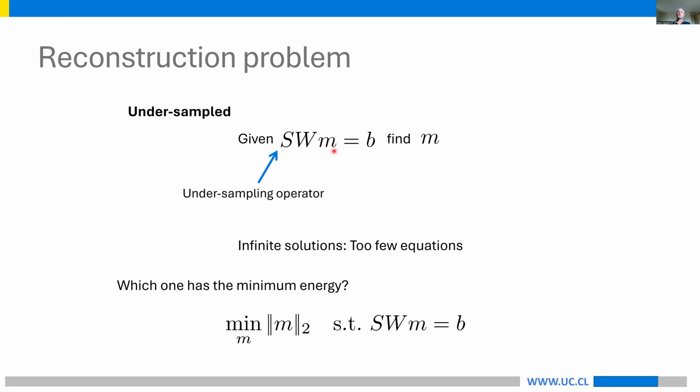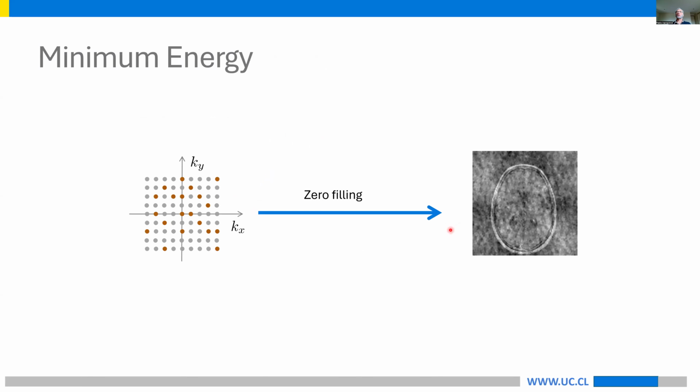So the question is, how can I recover M such that it satisfies this data consistency equation in such a way as to choose the most appropriate image, because we have infinite solutions? For example, we can say, okay, let's choose the image that has the least amount of energy. So we minimize the norm 2, minimize the energy, subject to being consistent with the acquisition. And if you do that, that's equivalent to zero filling, and you get an image like this, which is basically not what we're looking for.